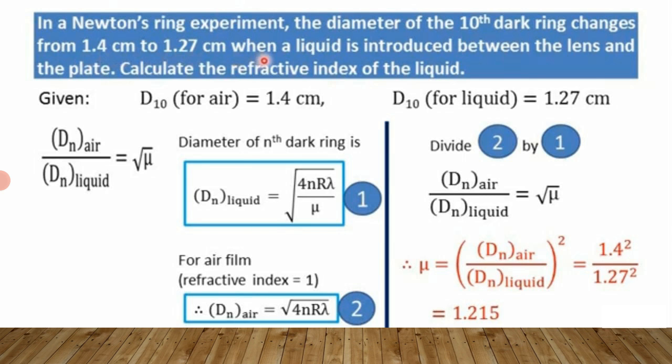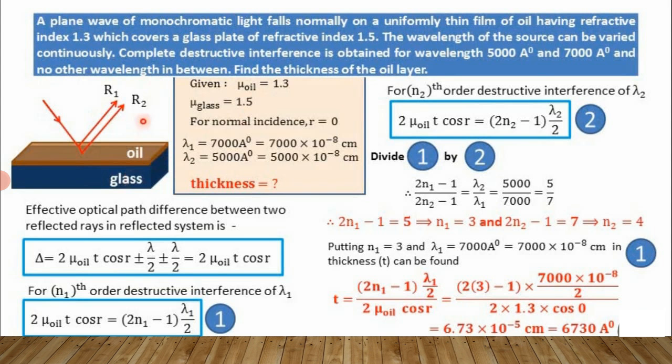Let's see the second problem. A plane wave of monochromatic light falls normally on a uniformly thin film of oil having refractive index 1.3, which covers a glass plate of refractive index 1.5. The wavelength of the source can be varied continuously. Complete destructive interference is obtained for wavelengths 5000 Å and 7000 Å, and no other wavelength in between. Find the thickness of the oil layer.